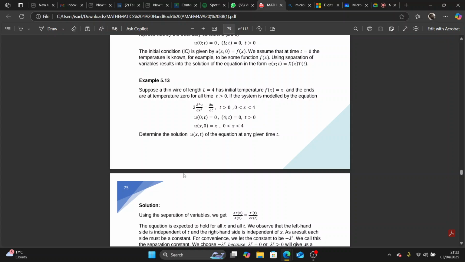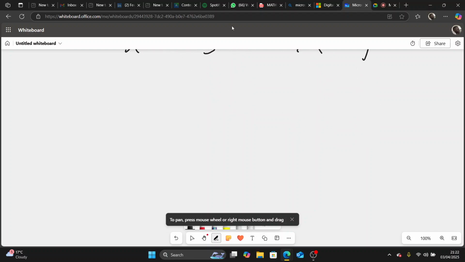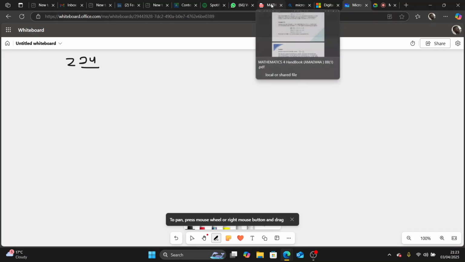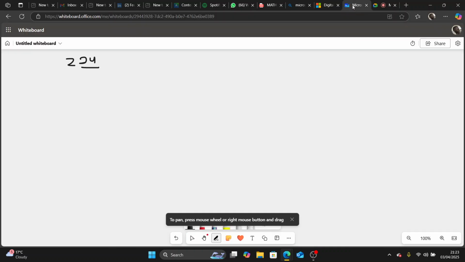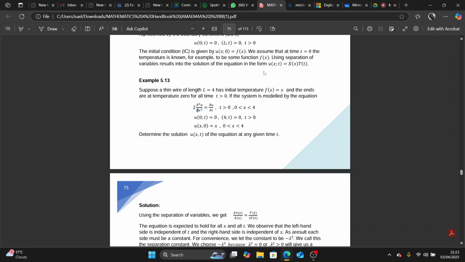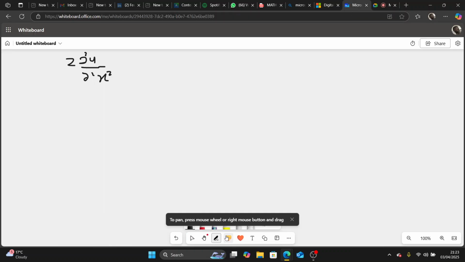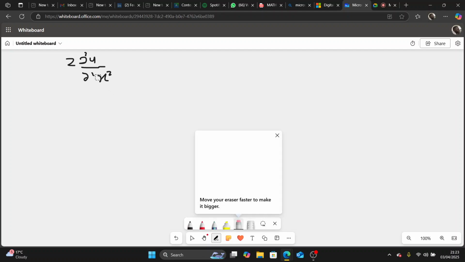And now what do we do, manager? This is the equation, do you agree? What is the equation? It will always be given like this. You have the partial square of u over partial x square, which is gonna be equal to partial u.